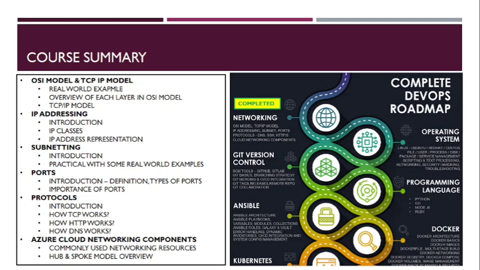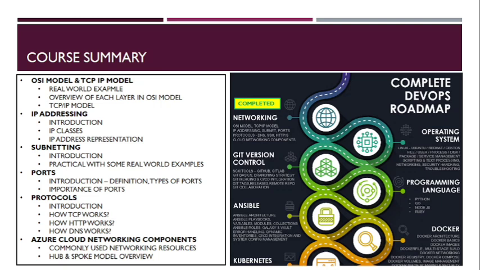The second topic that we have covered was IP addressing. In that, we have gone through what is IP address, what are the classes of IP, and we have seen the IP address representation in various formats like dotted decimal and binary format. In third chapter, we have seen networking subnetting concepts, and we have gone through important definitions and key terms of subnetting, and then we have seen the practical example of subnetting with some real world examples.